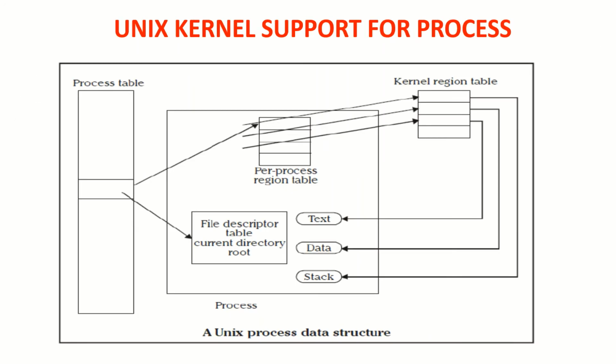Here in this figure that shows Unix kernel support for the process. The data structure and execution of processes are dependent on operating system implementation. A Unix process consists normally of a text segment, a data segment, and a stack segment. The segment is an area of memory that is managed by a system as a unit.